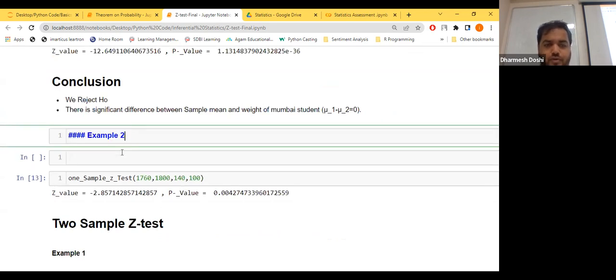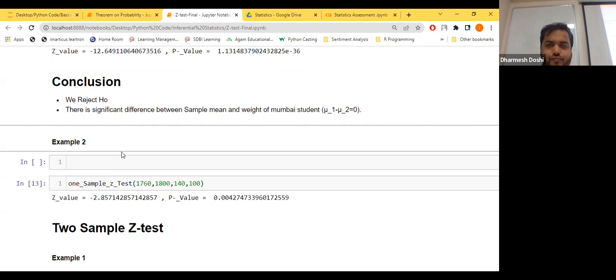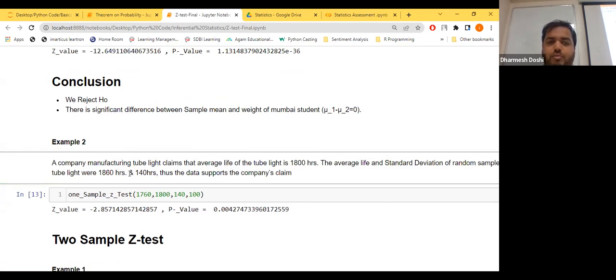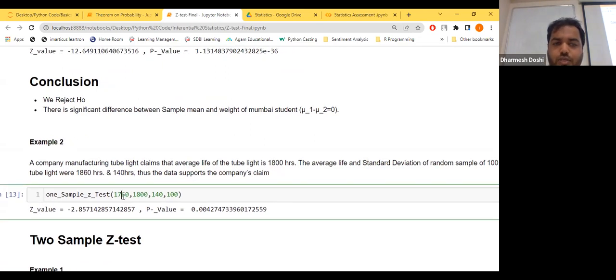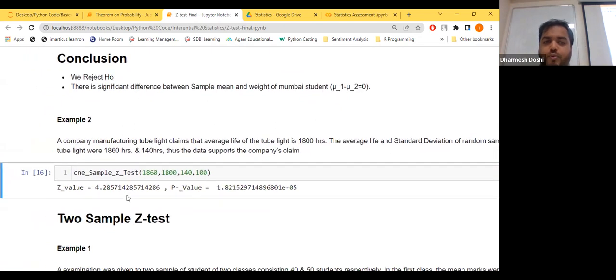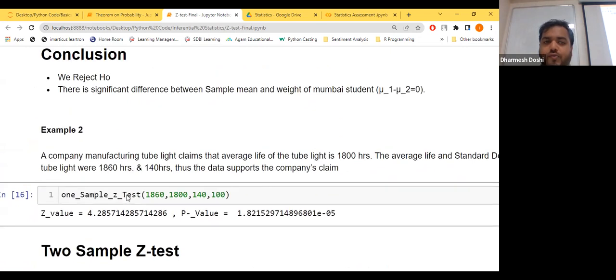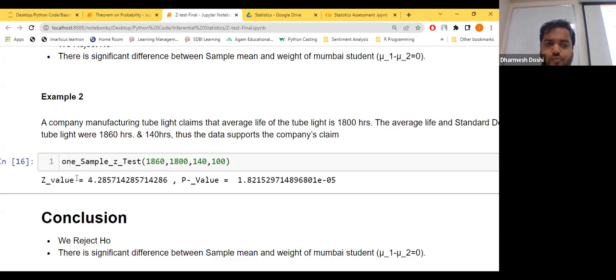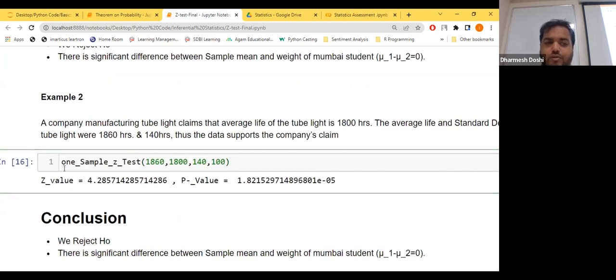What is the data we have taken? This one. We'll cross check the numbers one time. How much? 18.6. 4 point something. Clear.